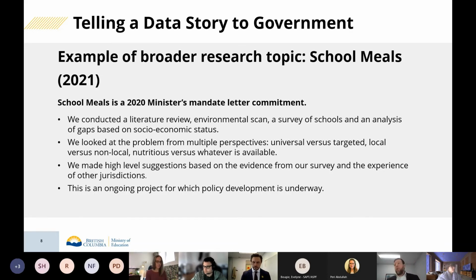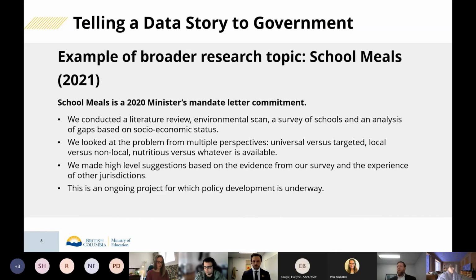And we really added socioeconomic status to that analysis. We looked at the problem from multiple perspectives. I mention this specifically because the minister has to think about a lot of things in doing this. So are we looking at a universal program, targeted program, local versus non-local, nutritious versus whatever is available? And we made high-level suggestions based on the evidence and from what we've seen in other places.